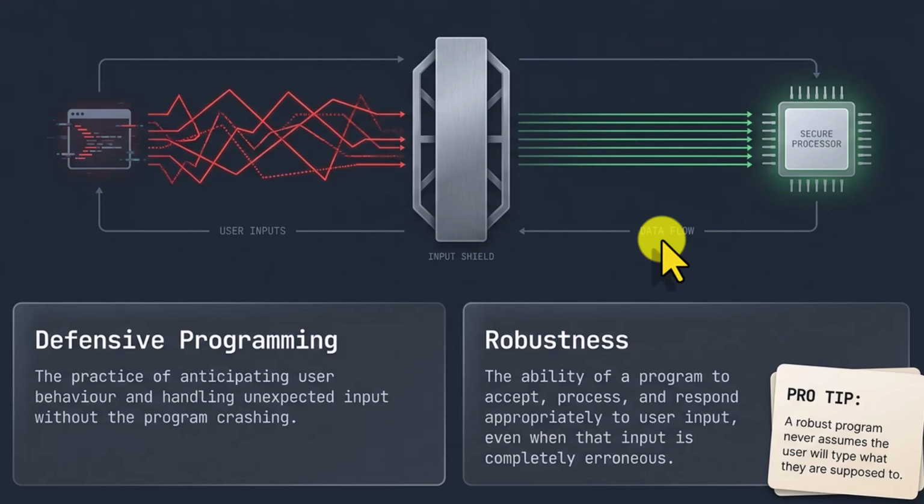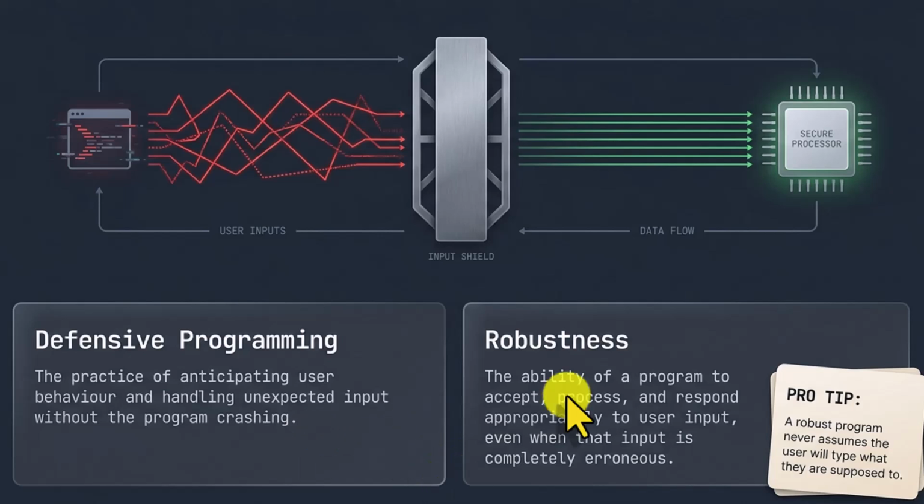So first of all, defensive programming. Defensive programming is the practice of anticipating user behavior and handling unexpected input without the program crashing. Here we simply assume that the user might enter wrong input, and we have to think about what type of wrong data the user can input, and handle that in our program.